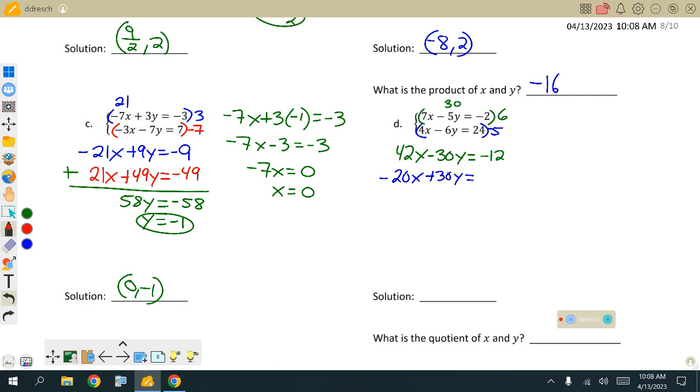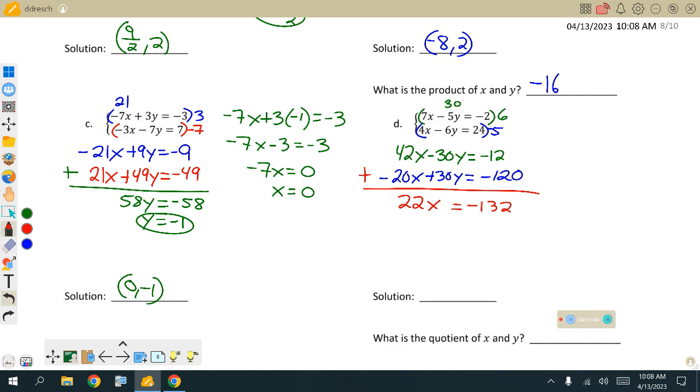And this is where you might want that calculator. Negative what? 120, I believe, right? There's my opposites on the y's. You wanted me to eliminate the y's, and that's what happens. Straight on down we go. 42x minus 20x gives me 22x. Y's eliminate. And negative 12 minus 120 gives me negative 132.